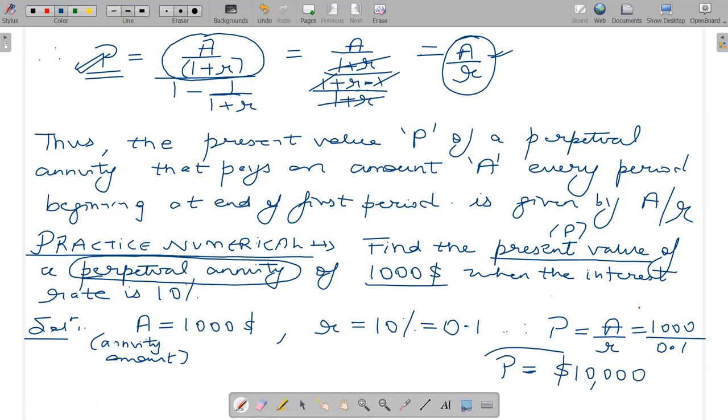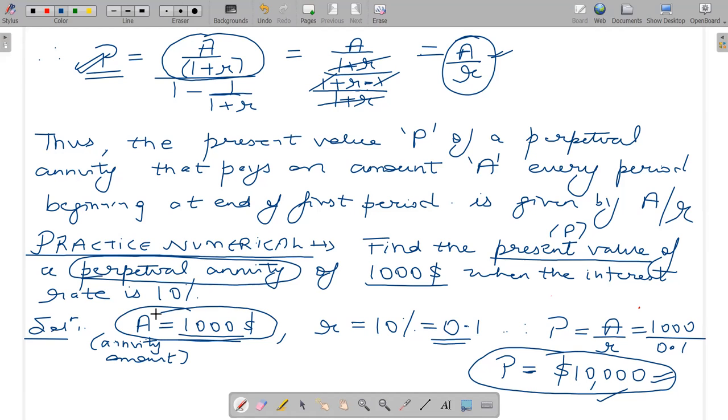This is the present value, or I can say the price which you are willing to pay for the annuity. It's like saying that you are willing to pay $10,000 today to enjoy $1,000 every year, starting from the end of the first year forever at the interest rate of 10%. This is how we interpret the present value. This is your answer for this question.